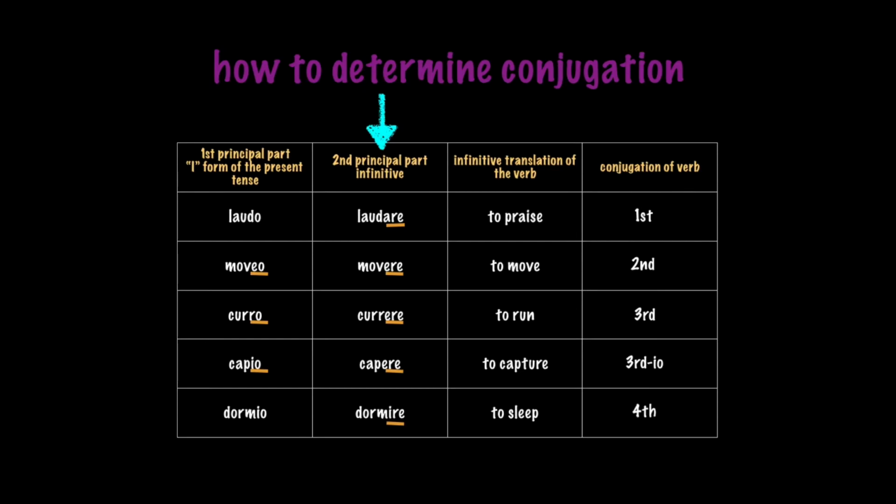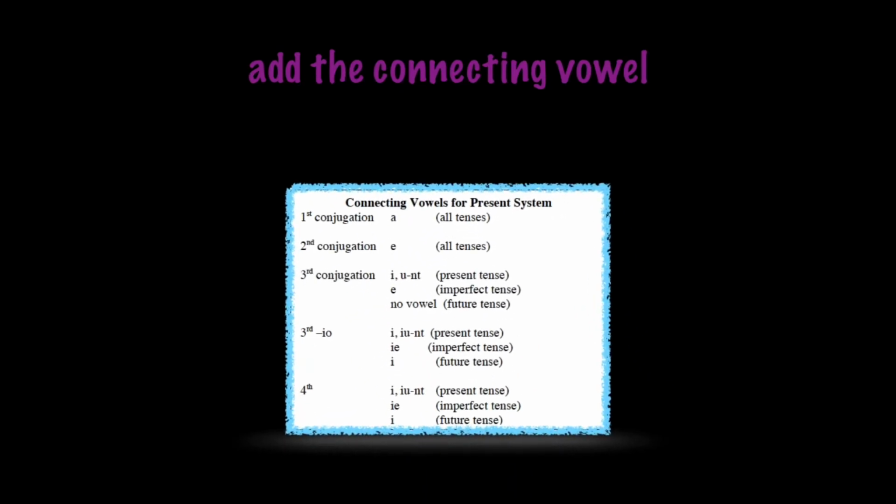Now, equipped with this knowledge, you are ready to find the base, add a connecting vowel, and attach an ending. So let's look once more at our connecting vowels. First conjugation verbs like laudo, laudare will use a. Second conjugation verbs like moneo, monere will use e. Third conjugation verbs like curro, currere will use the connecting vowel i until we have to add the ending -nt. Then we will use the letter u as the connecting vowel.